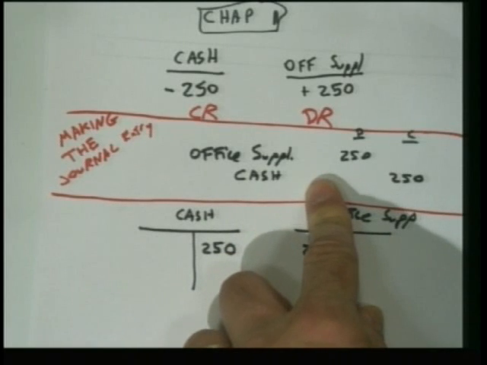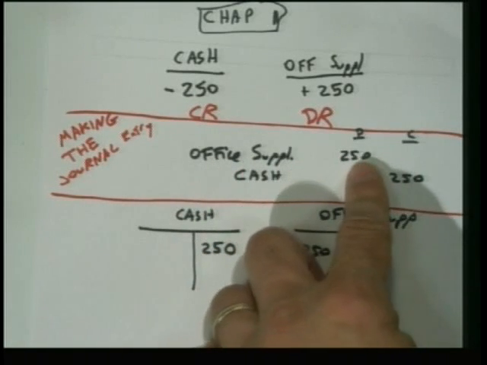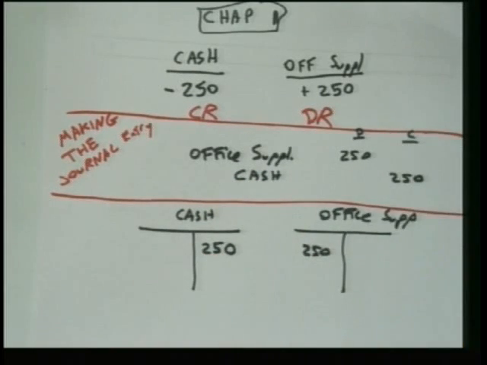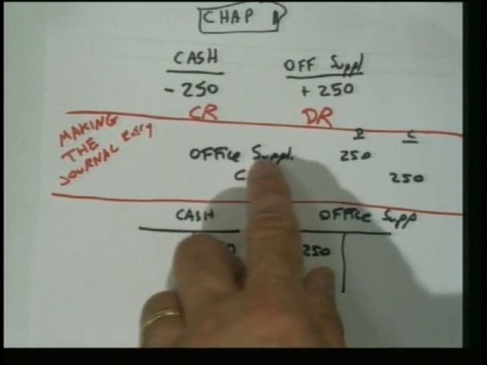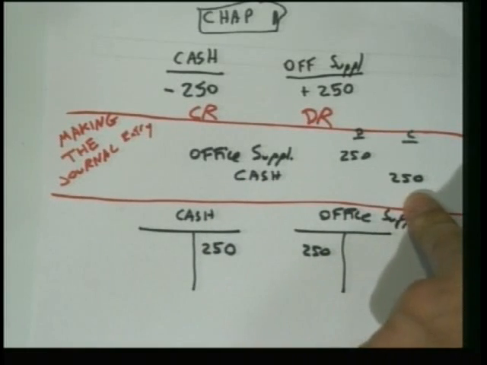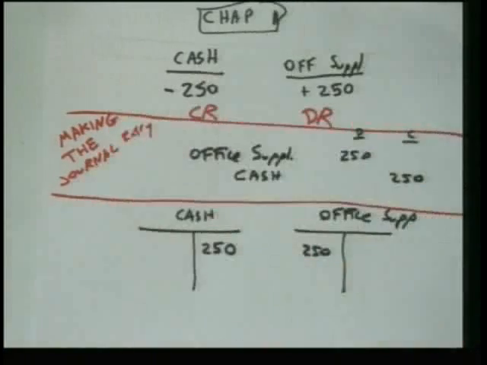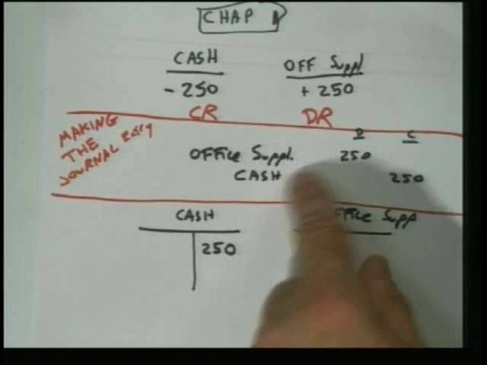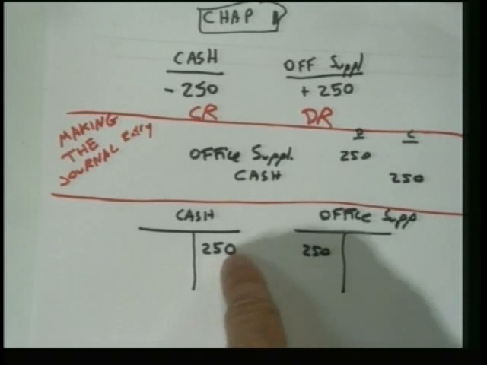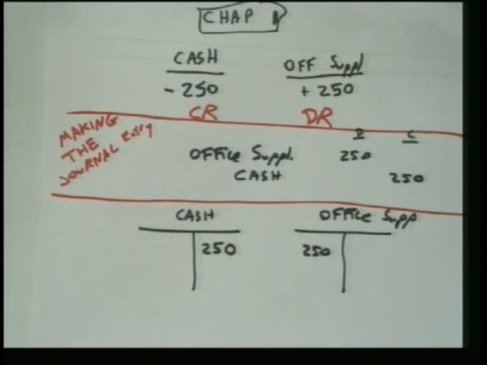Now, when you make a journal entry, you list the accounts that are being debited first, and then you list the accounts that are being credited. Now, I didn't say you list the debit balance accounts first and then the credit balance accounts, because actually both of these are debit balance accounts, aren't they? No, you list the accounts that are being debited first, and then you list the accounts that are being credited. But the journal entry is our way of saying that the next thing we need to do is go to the office supplies T account and debit it for $250, go to the cash T account and credit it for $250.